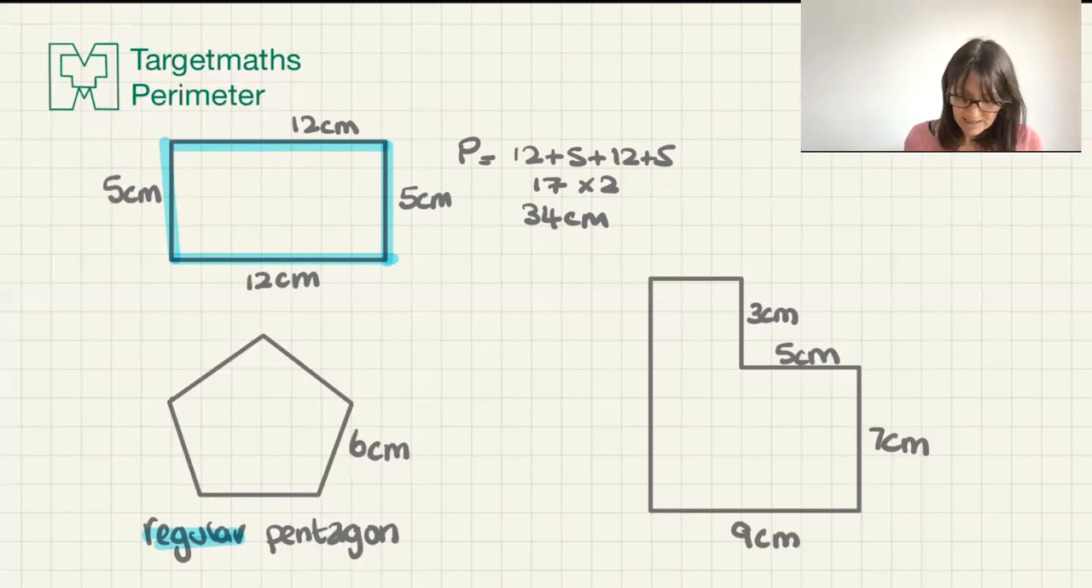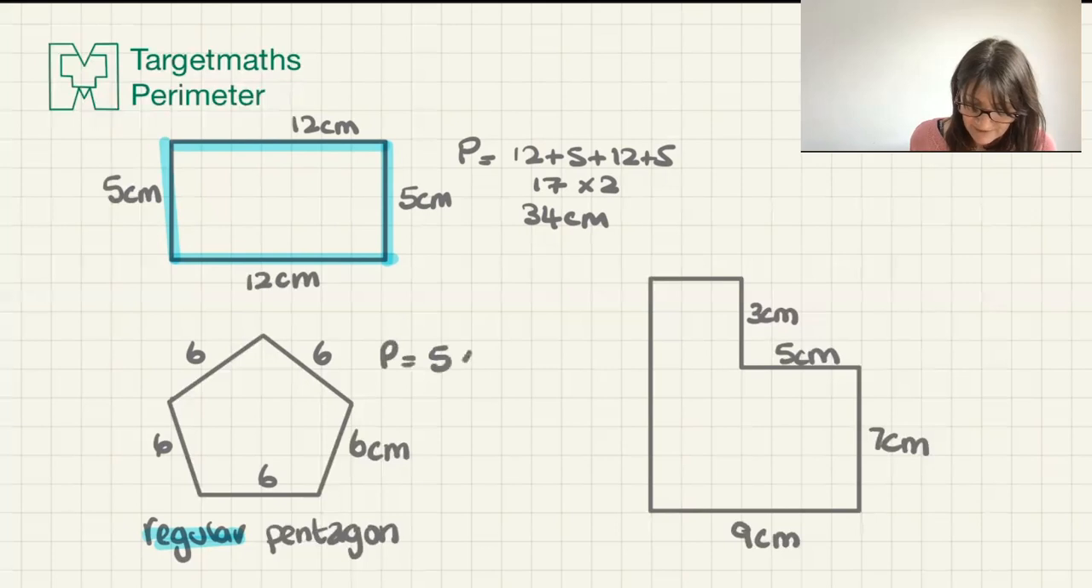So all the edges are equal is the key piece of information that I'm getting from that word regular. If that is 6, they are all 6. A pentagon has 5 sides. So the perimeter is 5 times 6, which is 30 centimeters. And that's it. Okay, so understanding the language is really, really important.